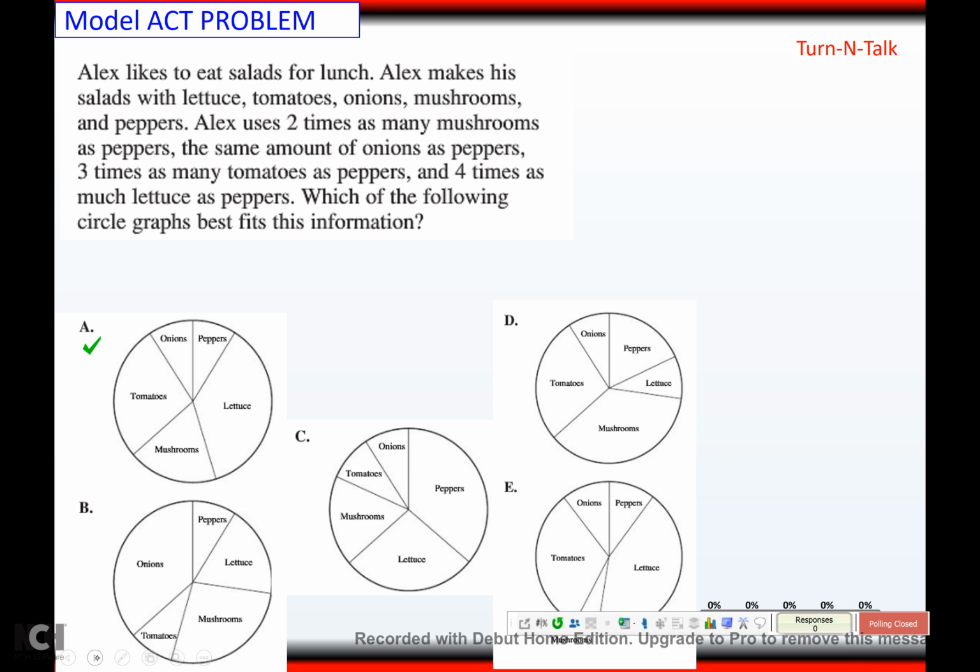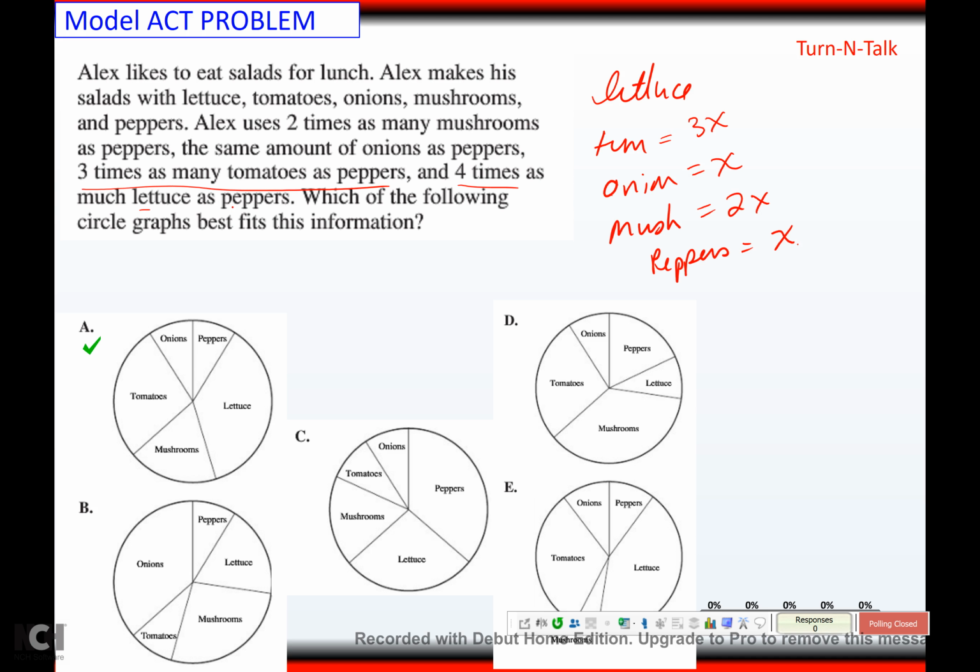So it says Alex likes to eat salads for lunch. Alex makes his salads with lettuce, tomatoes, onion, mushroom, and peppers. It says he uses 2 times as many mushrooms as peppers. So let's say he uses X peppers. Then the amount of mushrooms is double that. Okay? And then it says the same amount of onions as peppers. So peppers was X, which means onions is X, because they're the same amount. Then it says 3 times as many tomatoes as peppers. So if peppers is X, tomatoes is 3X. And 4 times as much lettuce as peppers. If peppers is X, then lettuce is 4X.